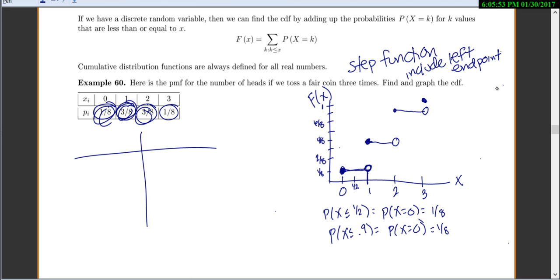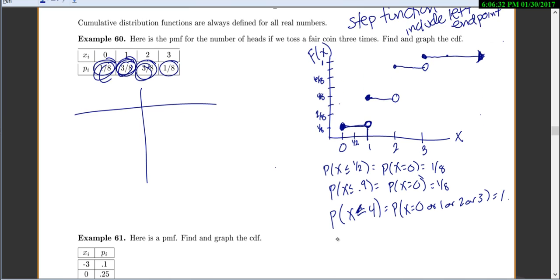Now it did say define for all real numbers, so I also have to figure out what would it be for numbers bigger than 3. So let's say, what would it be right here at x equals 4? Or the probability that x is less than or equal to 4. Well, for x less than or equal to 4, that would be x equals 0 or 1 or 2 or 3, right? All of those would be less than or equal to 4. So it would just be 1. Or anything greater than 3, the probability would always be 1. So this line would kind of go on forever. So we're going to be 1 forever.